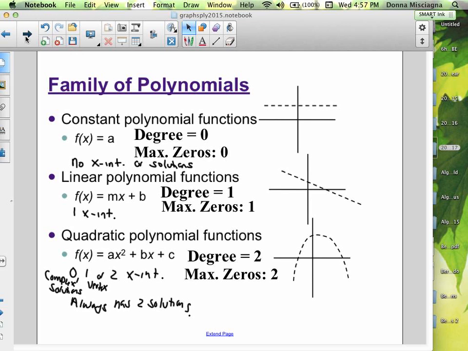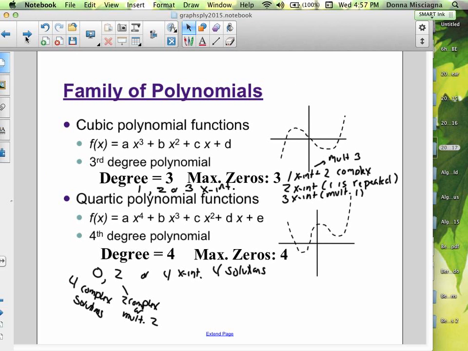And moving along, we have the cubic polynomial functions. ax cubed plus bx squared plus cx plus d is a third degree polynomial. The maximum number of zeros it can have is 3. However, it can have 1, 2, or 3 x-intercepts. Since we have to have 3 solutions, if we only have 1 x-intercept, then you're going to have 2 complex solutions.